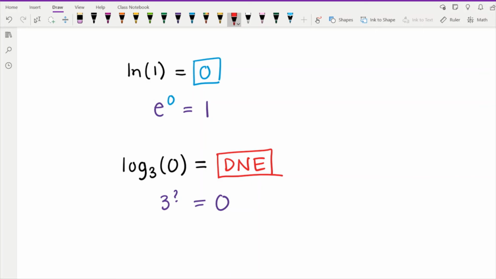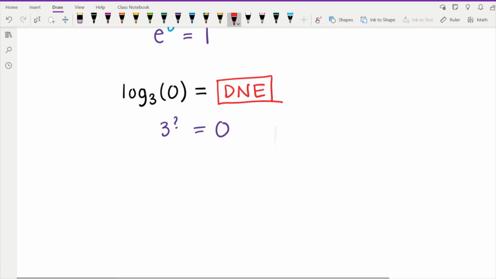So a lot of people will mix up this one and the previous one. You can take a logarithm of 1 and your answer is 0 because any number to the 0 is 1. You cannot take a logarithm of 0 because you can't take a number and raise it to a power and get 0 as your result.